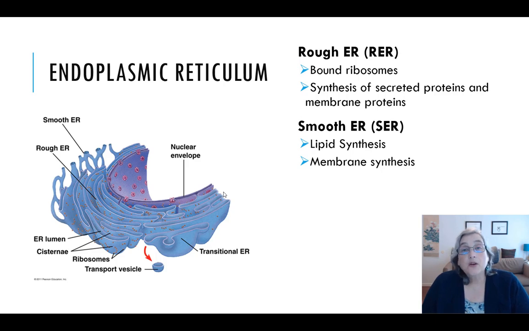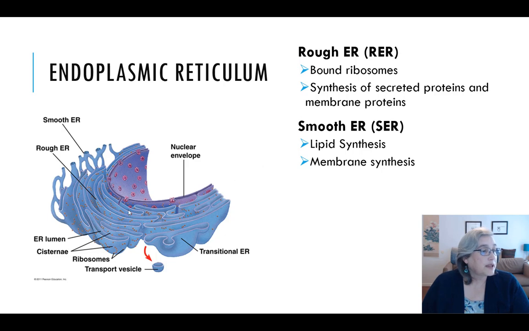But although they are connected, there is still a barrier, the inner membrane of the nuclear envelope. So material cannot move from the nucleus into the lumen, or the interiors, of the endoplasmic reticulum separated from the cytoplasm. They cannot move between those.